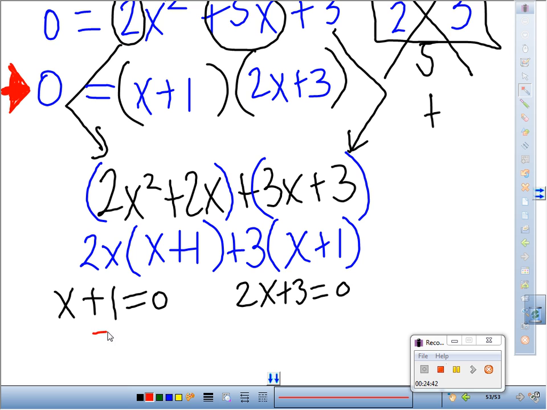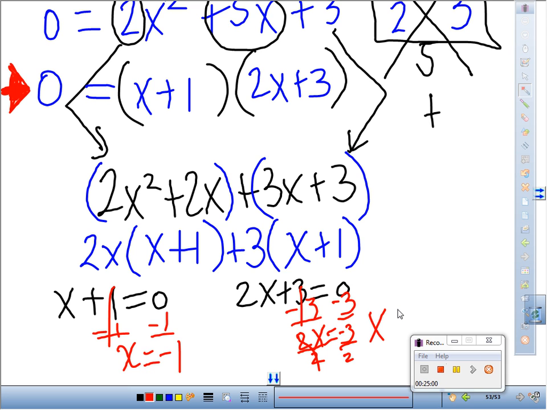So therefore, minus 1, minus 1, x equals negative 1. Minus 3, minus 3, 2x equals negative 3. Divide by 2, divide by 2. x equals negative 1.5. The reason I wrote it as a decimal is that I could have written that as negative 1 1/2, but you choose.